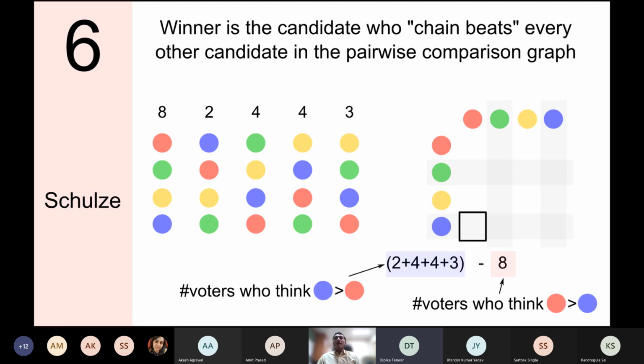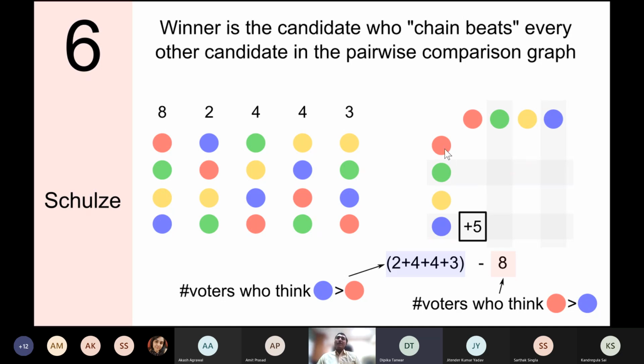So what should it be? Well, how many voters prefer blue to red? These 2, these 4, these 4, and these 3. So 2 plus 4 plus 4 plus 3, that's 13. And the number of voters who prefer red to blue is 8. So the number you write down in this place here would be 13 minus 8, or 5, or rather plus 5.